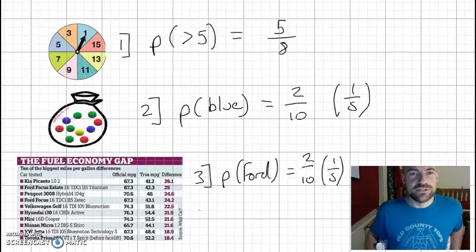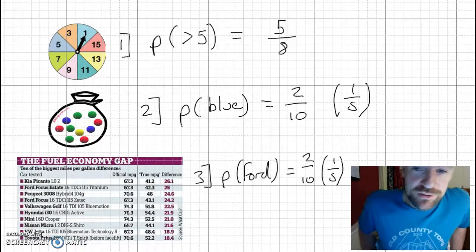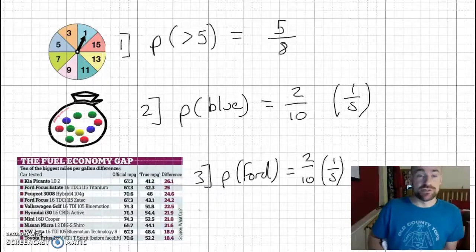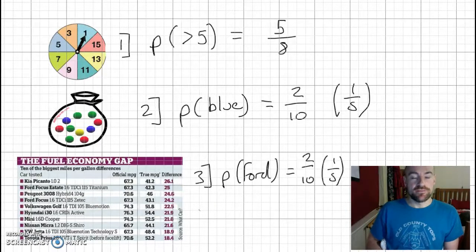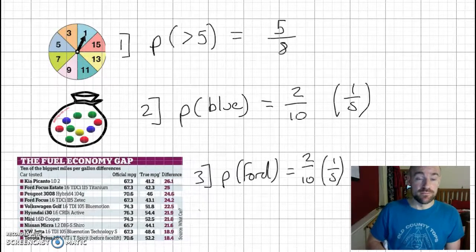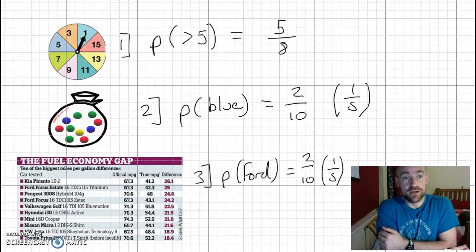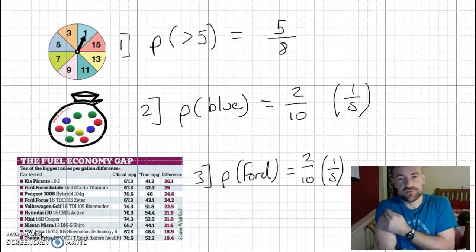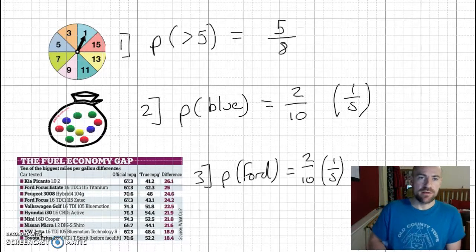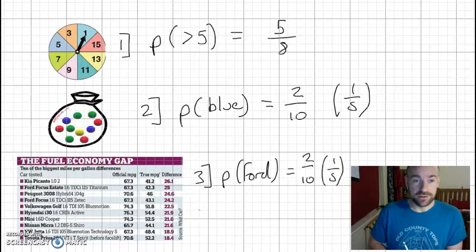Okay, so here are your answers. Now, I'm using a notation here that P is just shorthand for probability, and then in the bracket goes the outcome that you desire. So the first one would be P for probability of a number greater than 5. That's the greater than symbol. Is 5, because there's 5 there. 7, 9, 11, 13, 15. They're all bigger than 5. So it's 5 out of 8 total options.